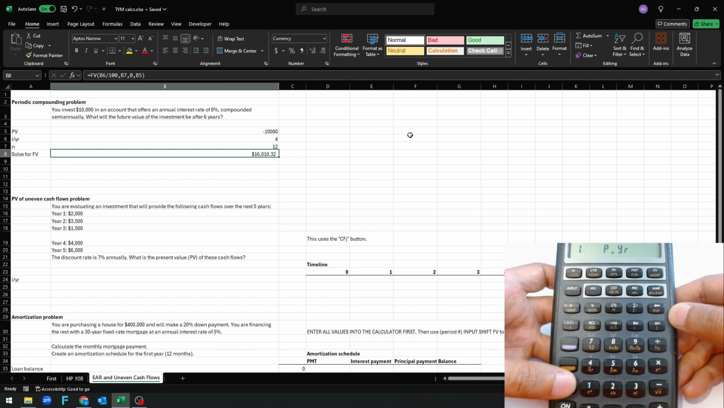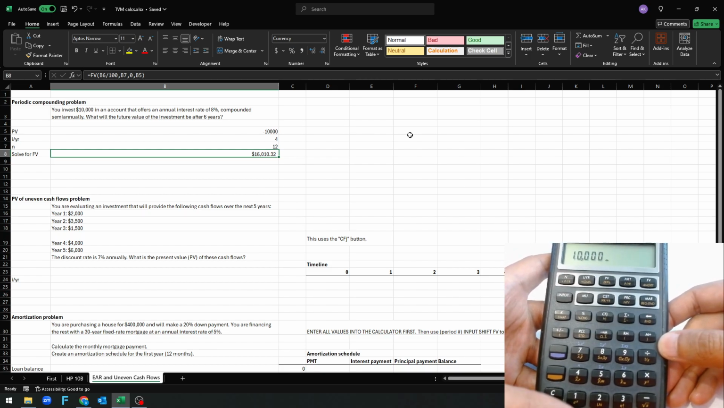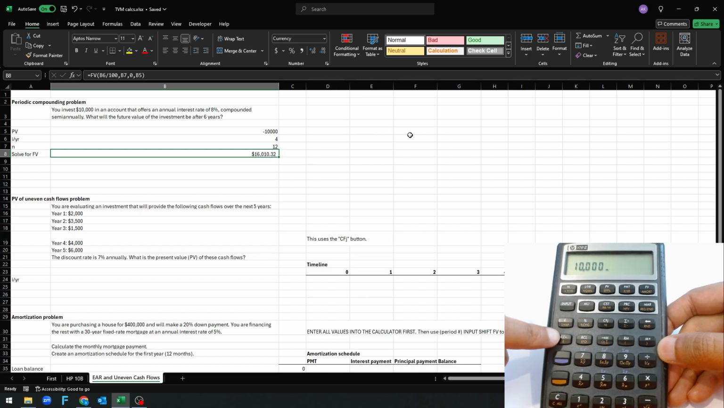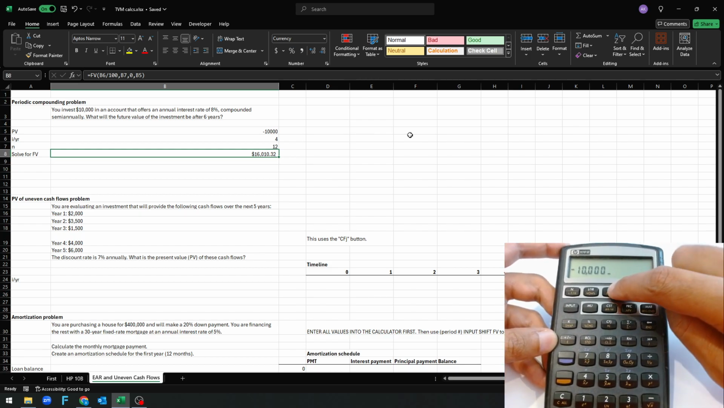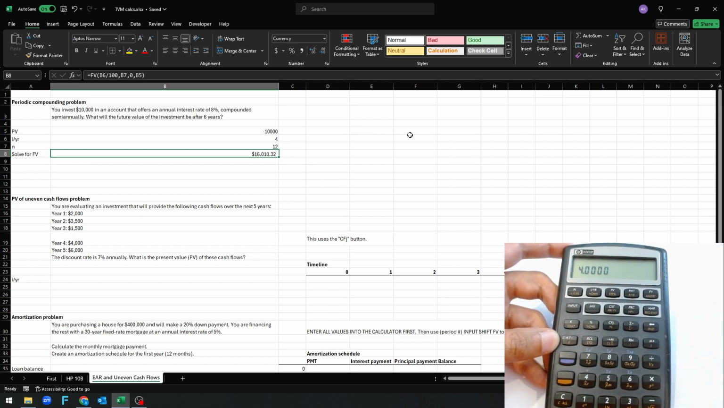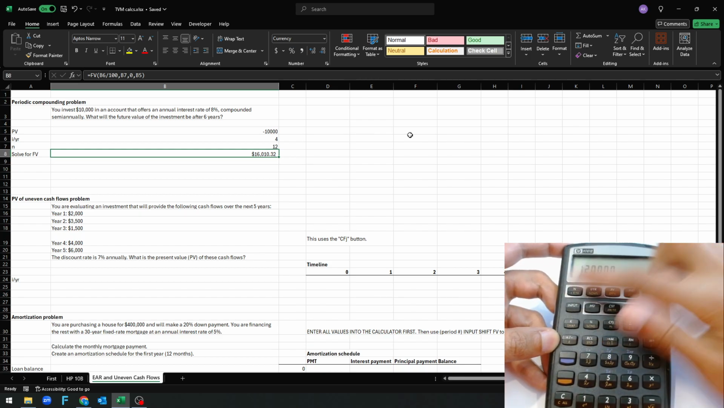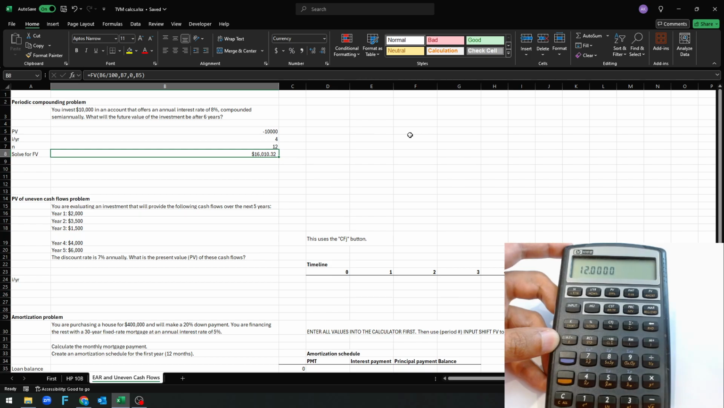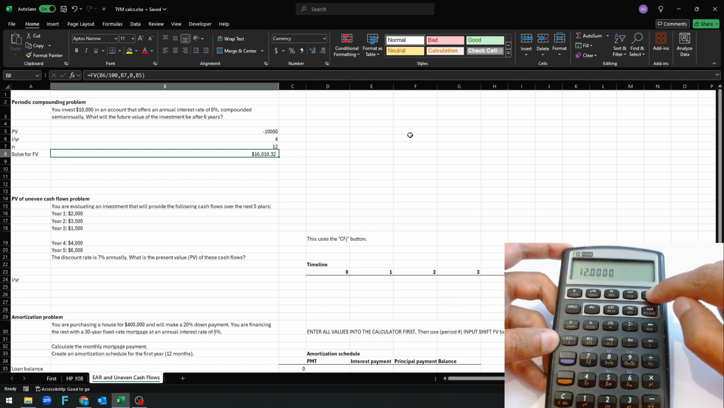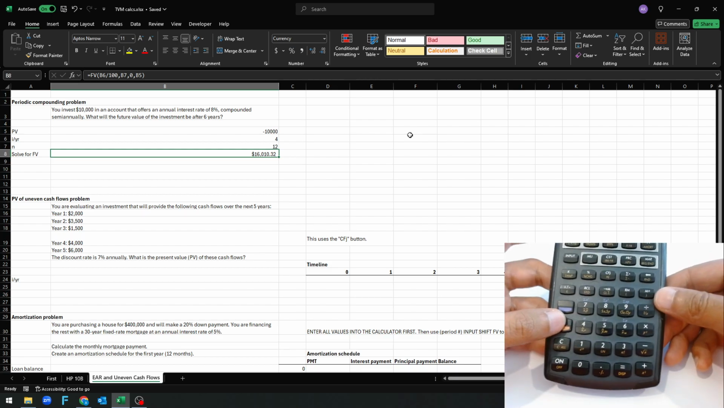So first thing, always clear the memory. 10,000. Change the sign. Store that in PV. 4 is I per year. 12 is the N. And we're solving for the future value. And we got the same number, $16,010.32. Okay, that's the first one.